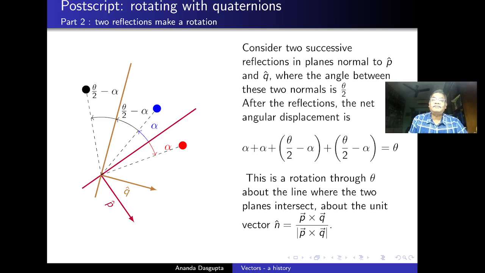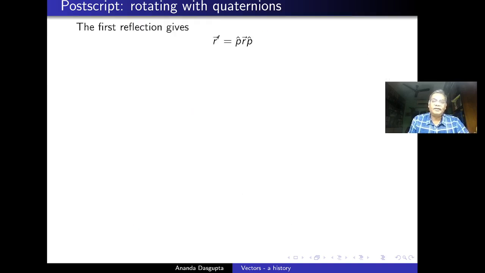So two successive reflections in two planes with normals p hat and q hat is a rotation through an angle which is twice the angle between the two unit vectors, and whose axis of the rotation is given simply by p cross q, or a unit vector in the direction of p cross q. Now, what happens to this when we use quaternions?